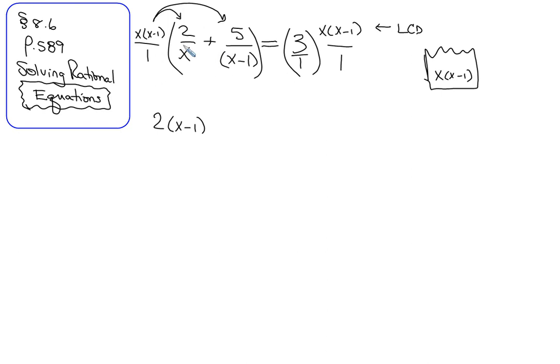When I distribute this here, what's going to cancel out? The x minus 1's leaving us 5 times x over 1, but do I need the over 1? No.